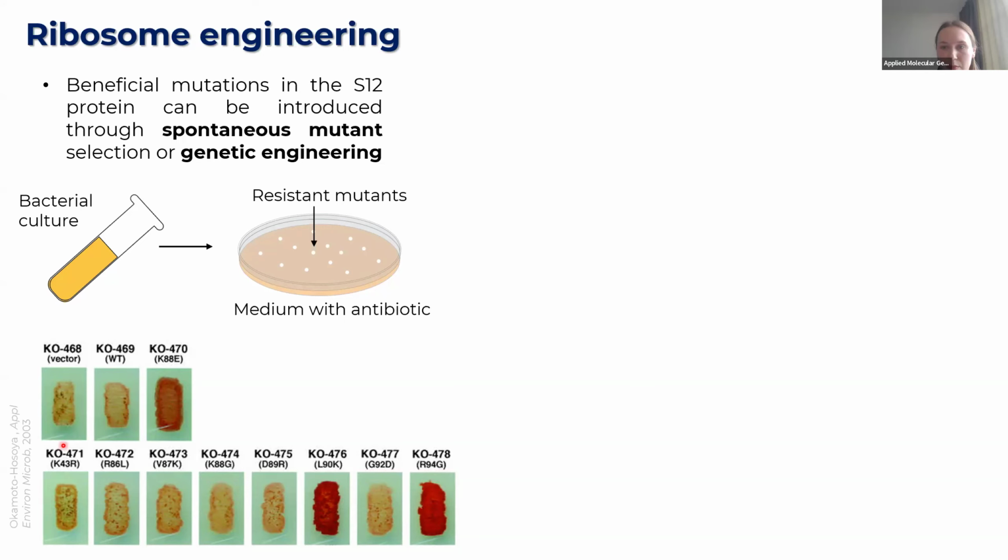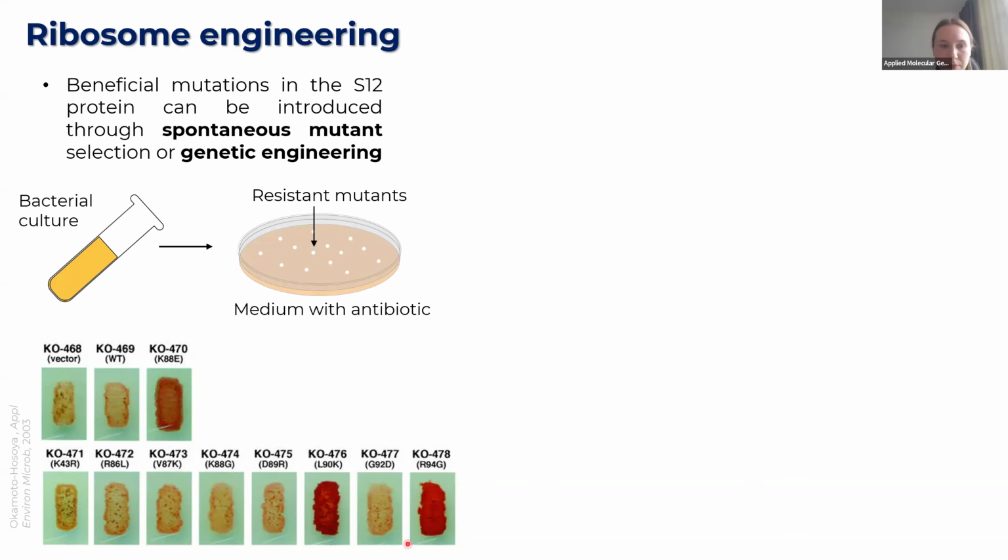And here you can see some mutants that differ in color. The more intense the color, the more antibiotics the bacteria produce. The names of the strains, for example, K88E and V87K, indicate the position of the mutation in a protein and which amino acid was substituted. For example, it was valine that was substituted with arginine in position 87.